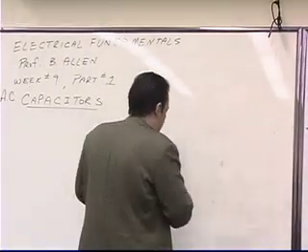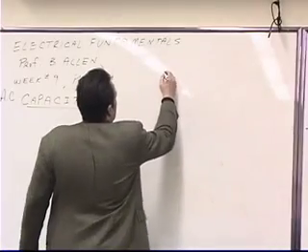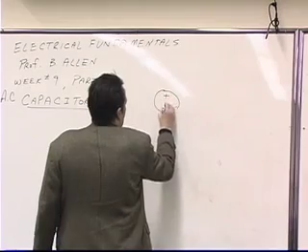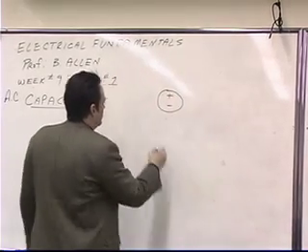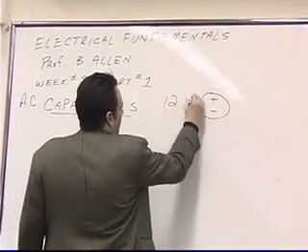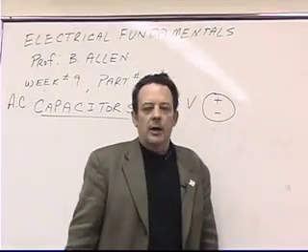If we draw our attention to the board here, I'm going to draw the simplest form of a capacitive circuit, which would be a DC battery. So let's just say that we had a 12-volt DC supply.